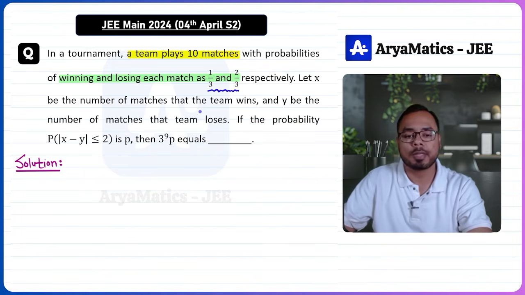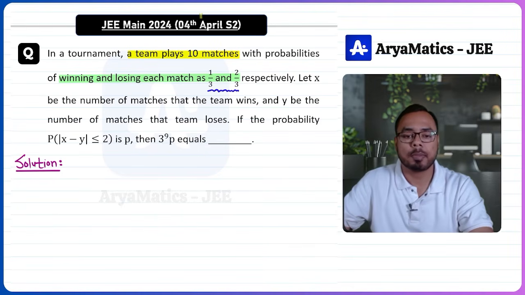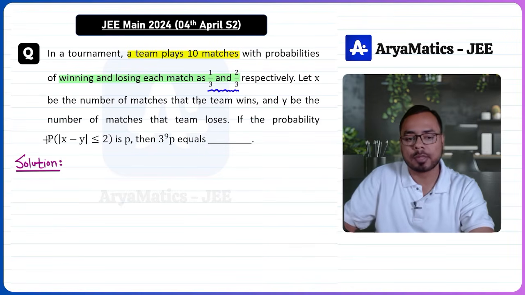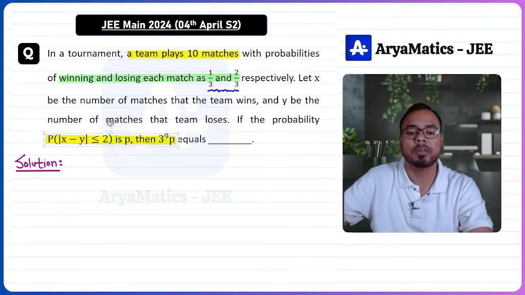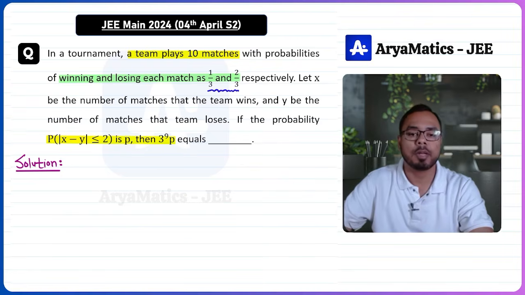X is the number of matches that the team wins, and Y is the number of matches that the team loses. If the probability that mod x minus y is less than or equal to 2 is p, then we have to find the value of 3 raised to 9p. Now, this is a problem on binomial distribution, right?